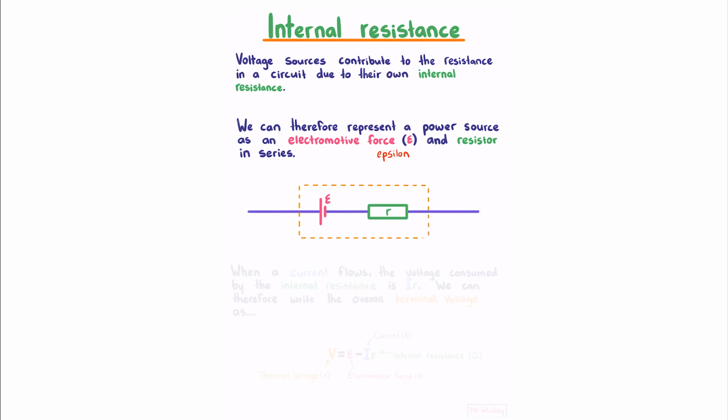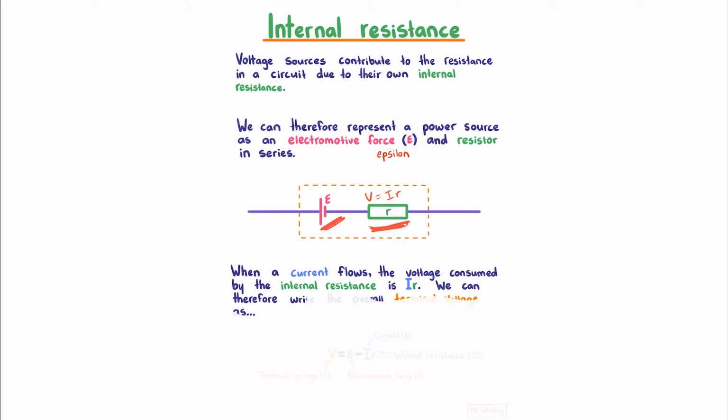What we now need to recognize is that these power supplies have their own internal resistance. And so essentially our power supply is outlined in orange, and that power supply consists of an electromotive force, or in other words a voltage source, and an internal resistance. So you can think of this as one component, our power supply, with two separate properties. When a current flows, the voltage consumed by the internal resistance is IR. The reason we know that is if we just treat this here as a normal resistor, then the voltage across it is just going to be equal to IR, which is just Ohm's law.